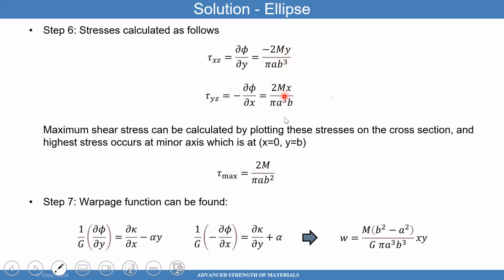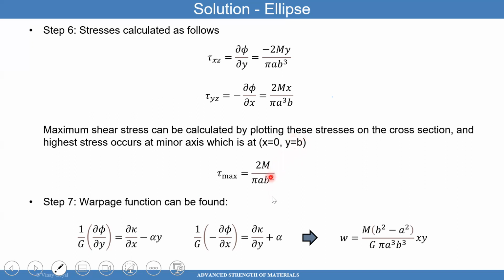And in fact, the maximum value is going to happen. You can compare this to this and figure out which was the higher. One thing you can do is plot them in Mathematica or MATLAB to see which is the highest. But the highest is going to happen at x equals 0 and y equals b, it turns out. And when you look at that, you're going to get 2M divided by pi a b squared as a maximum value for shear stress. That's where the structure is going to start initiating a failure point.